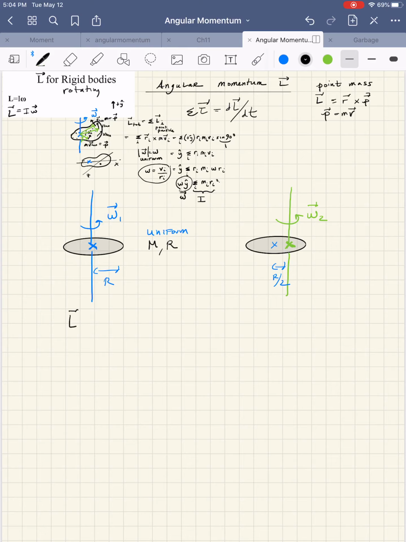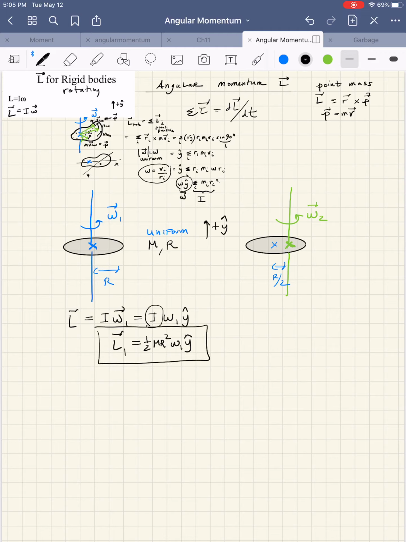So L here is equal to I times omega sub 1. And maybe I could write this as omega sub 1 in the positive y hat direction, if this is positive y hat. Assume I know omega 1, and then all I really have to do to find the angular momentum is to plug in the moment of inertia of a disk, and I looked that up. It's 1/2 mr squared. And that would be the angular momentum, I'll call it angular momentum 1, of this first configuration.